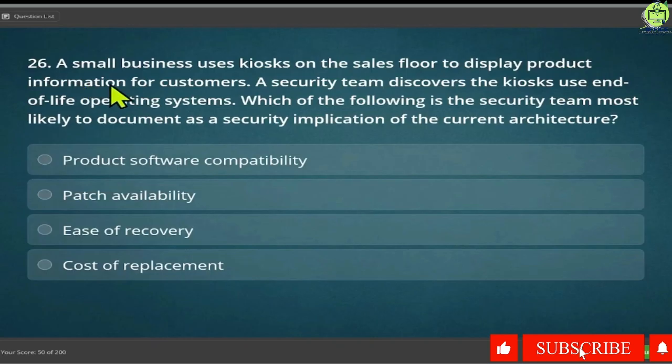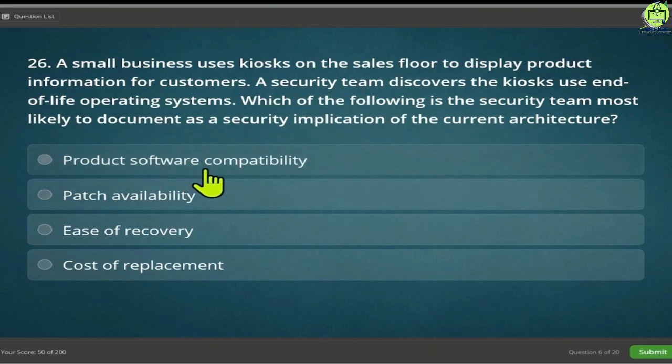A small business uses a kiosk on the sales floor to display product information for customers. A security team discovers this kiosk uses an end-of-life operating system. Which of the following is the security team most likely to document as a security implication of the current architecture? All right, so is it product software compatibility, patch availability, ease of recovery, or cost of replacement? The correct answer, of course, is going to be patch availability, because you won't be able to get updates for new patches.